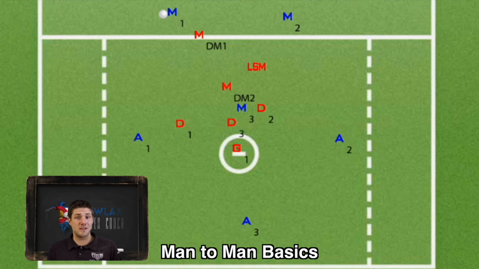The goal of any defensive strategy is to try to limit the number and probability of good shot attempts that an offense makes. And so a man-to-man defense tries to accomplish this by assigning the defensive players one or more offensive players that they are responsible for guarding.